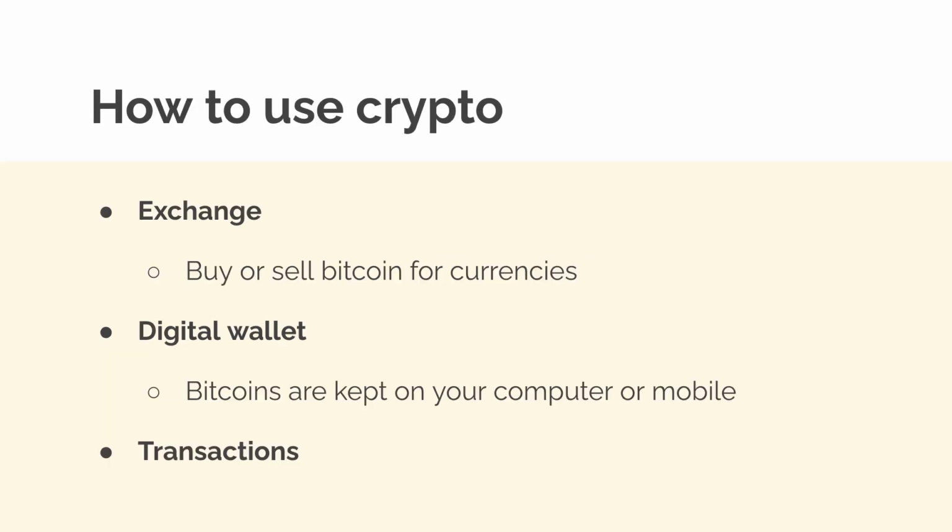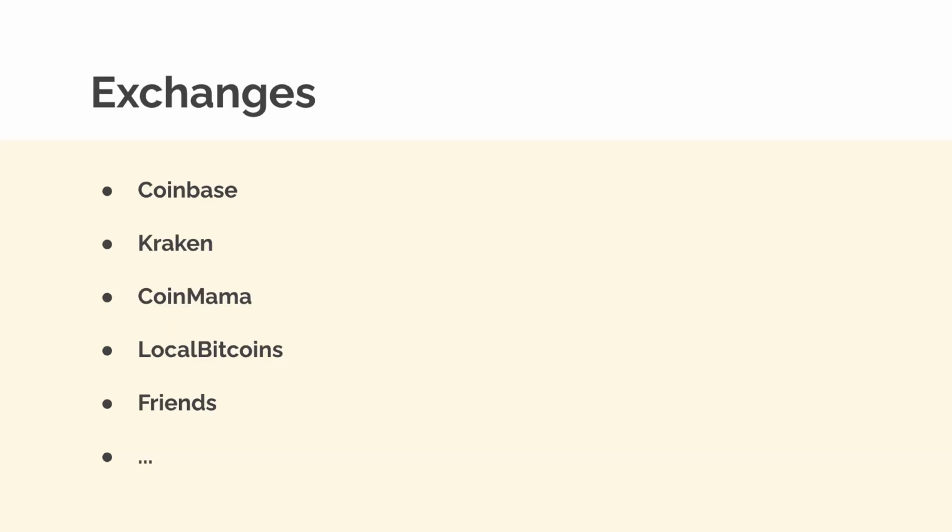To use a cryptocurrency, you can perform an exchange. For example, you can buy or sell Bitcoin for currencies like the US dollar. And you have a digital wallet to store your Bitcoins, either on your computer, like on a website, or on a mobile app that acts as your wallet. And as well, you can perform transactions with crypto.